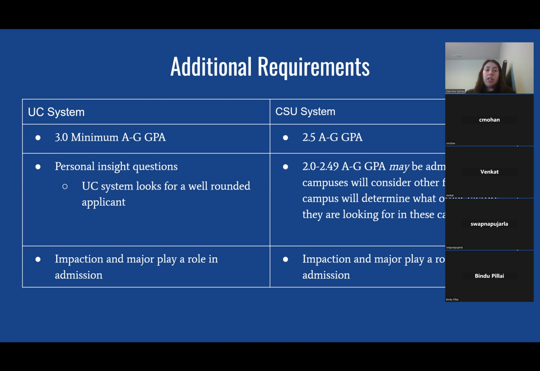All of that information has come from the UC system, specifically UC Davis, but they were speaking on behalf of all of the UCs. They just held the conference. So if you go to that tip sheet, it will give you a lot of advice on those personal insight questions. The UC system basically looks for really well-rounded applicants. They want to know who the person is. Who are you as a person?